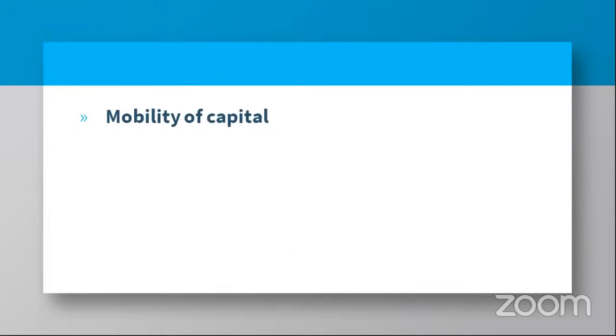Now we have again moved to another factor. Before, we were general, we looked at mobility of factors, but we are now singling out the factors. Now, mobility of capital. Again, is capital mobile? Is capital mobile?